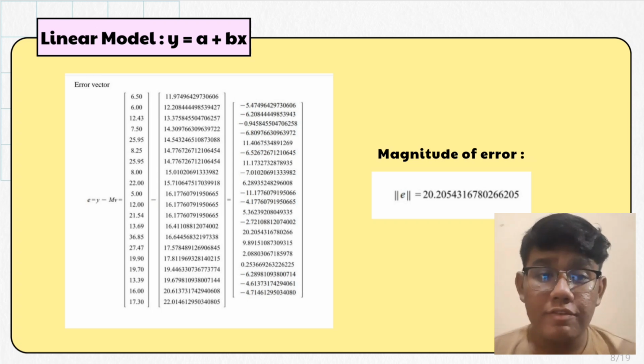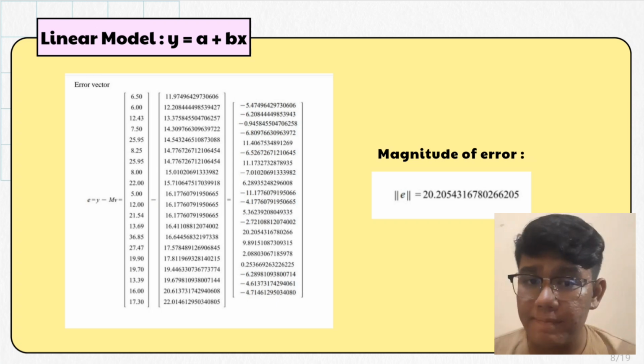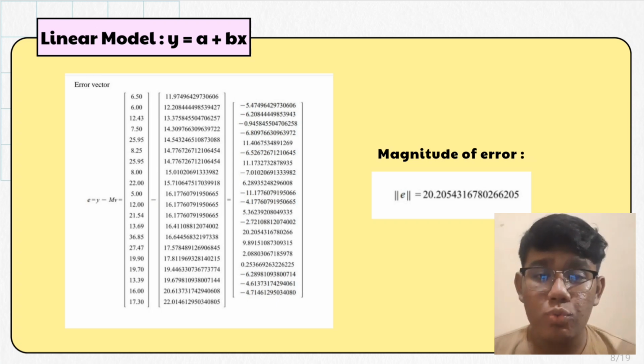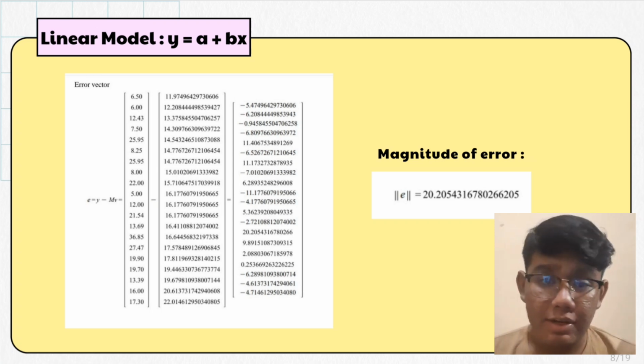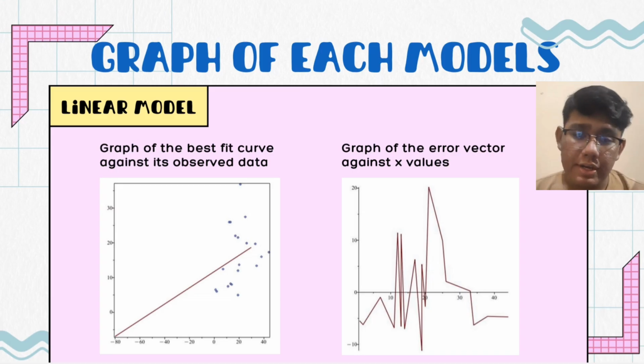So now we are going to find the error. The formula of the error is y minus Mv. Firstly, we find the matrix y, and then we subtract the product of matrix M and v. With all that calculation, we get the magnitude of error. For this linear model, the magnitude of error is 20.2054.